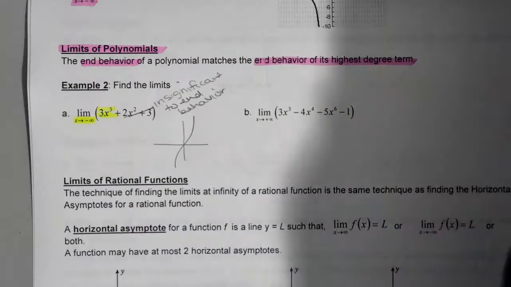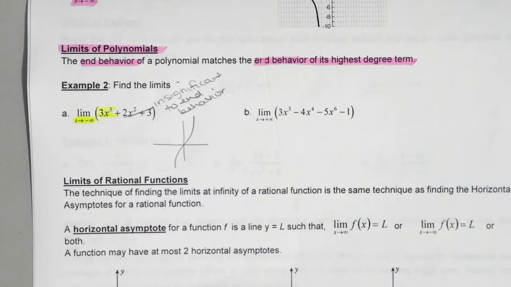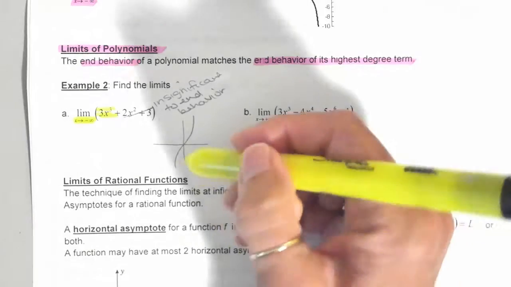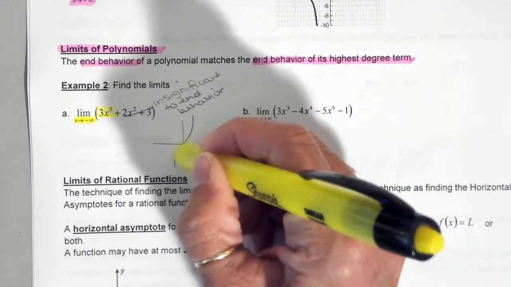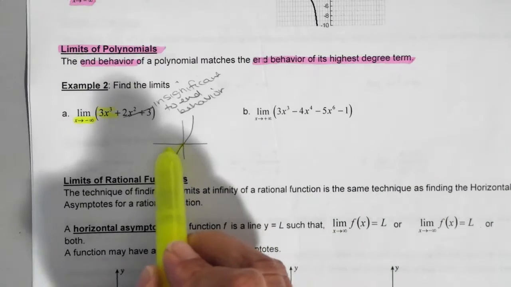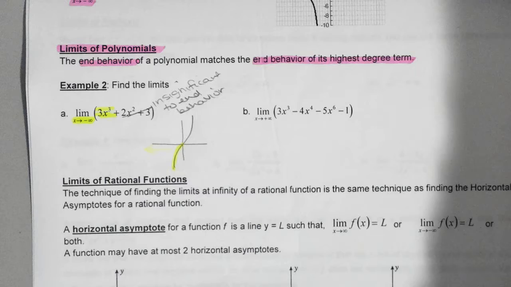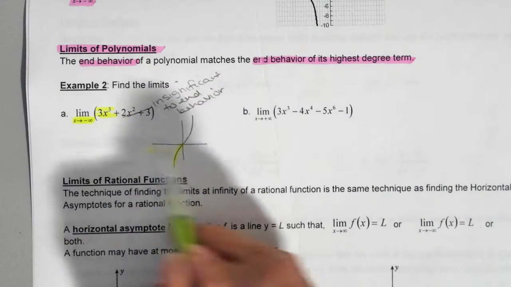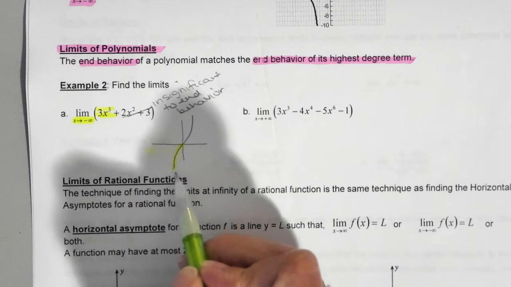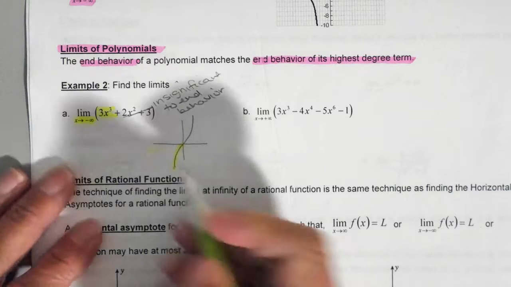Okay. Now, does it necessarily go through the middle? Does it go through the vertex? I don't know. Do I really care? No, because it's not affecting end behavior. What I'm looking at is this part of my graph, because I want to know what is happening as x is going to negative infinity. So, as x is approaching negative infinity, what is f of x doing? Yeah, it's going to negative infinity.